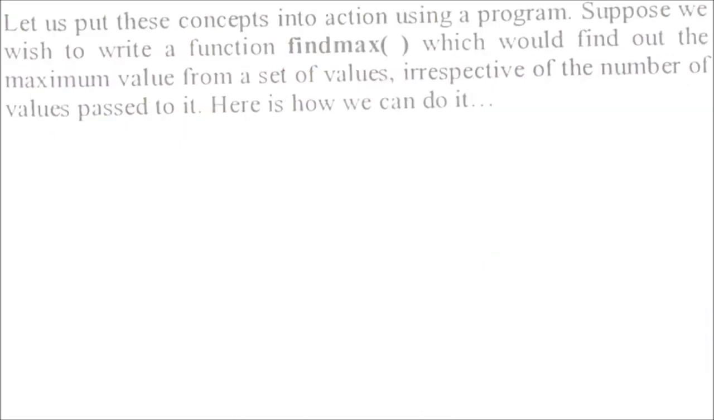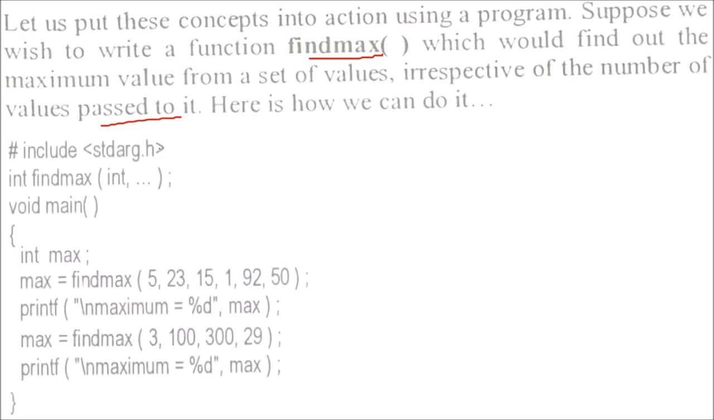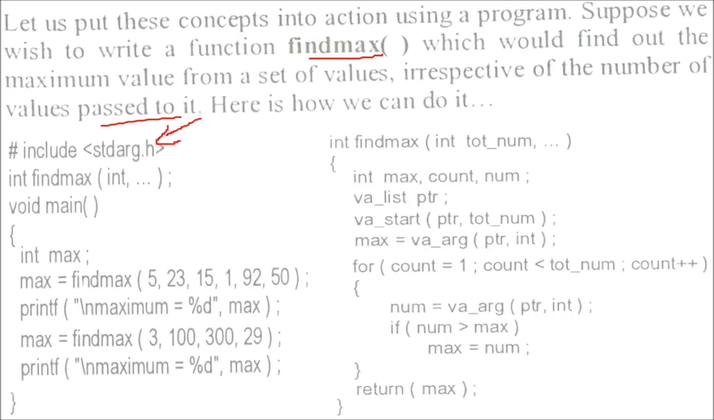So let us try to make a program out of it. Suppose we would like to write a function called find max, which will find the maximum value from a set of values, irrespective of how many values you pass. So how to do it? See, this is our stdarg.h, and now this is the find max function. We have one integer followed by a dot dot dot, and this dot dot dot is known as ellipsis. In this we have a max.